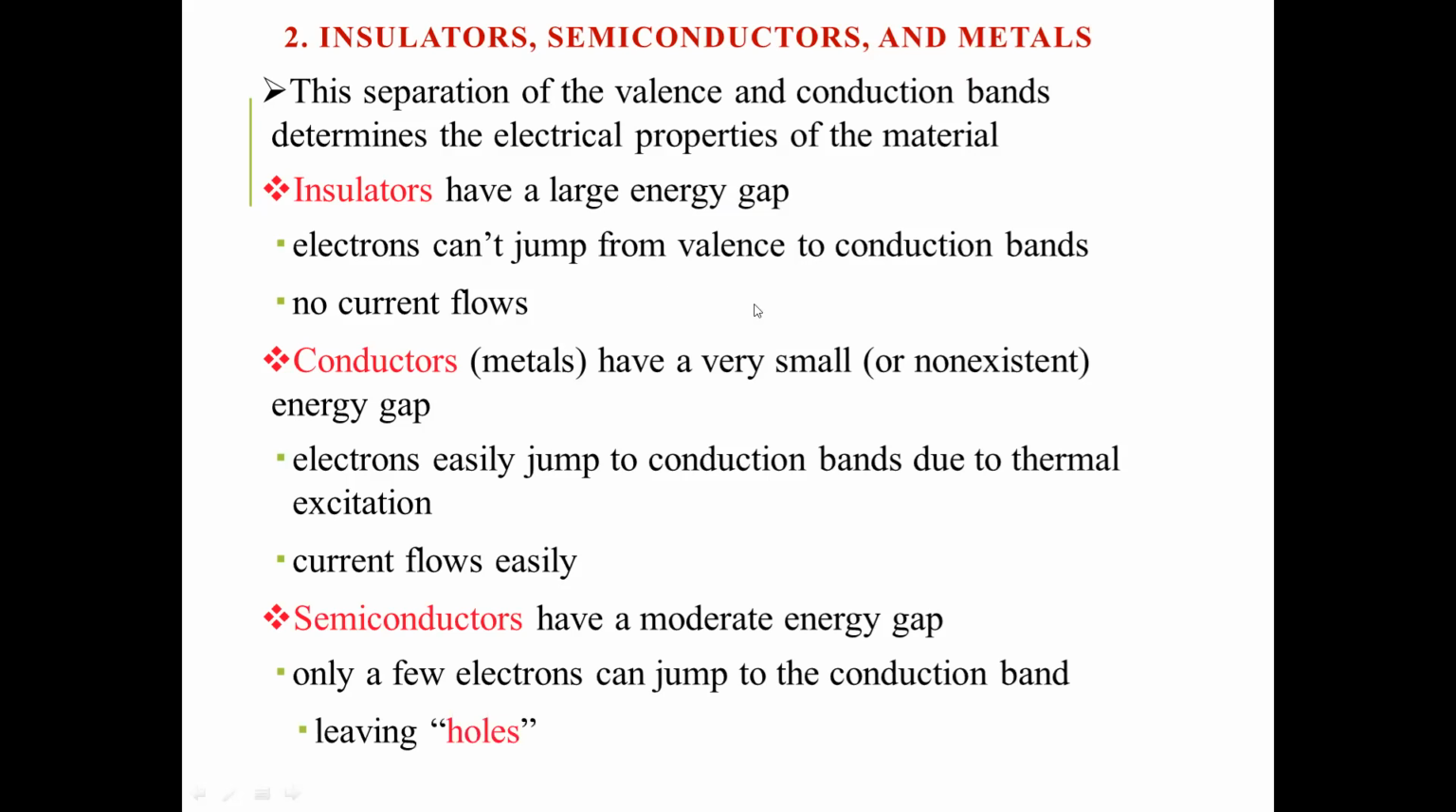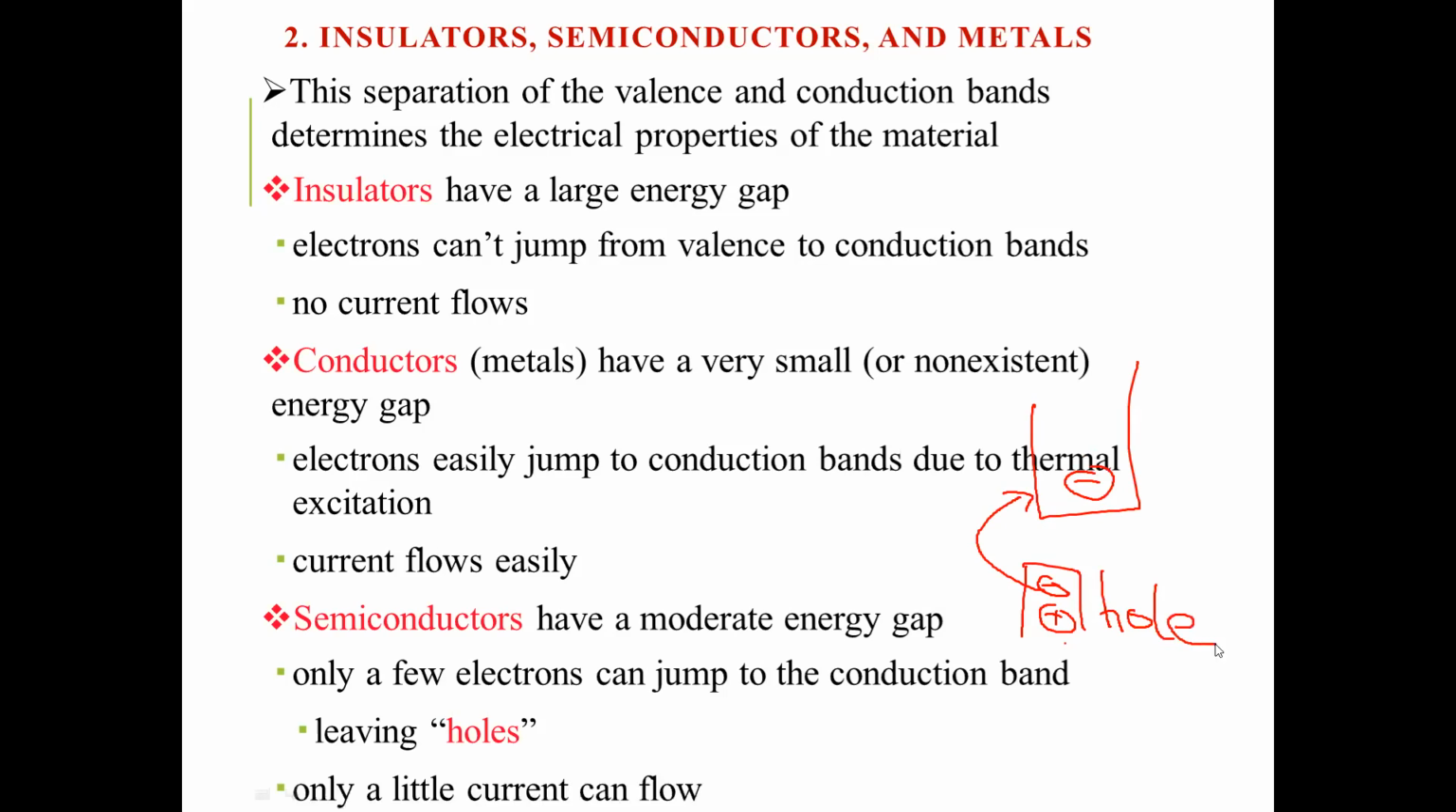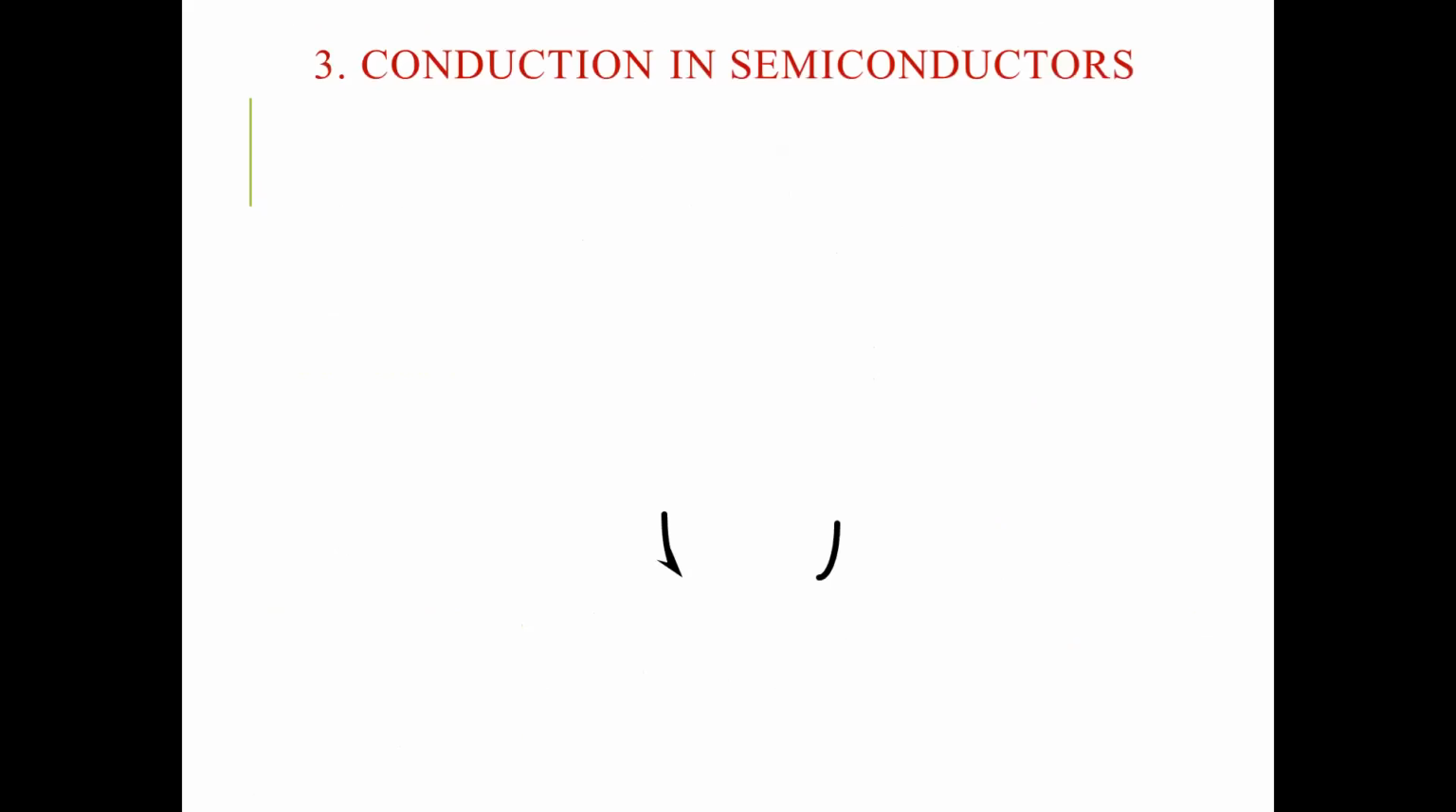When the electron jumps from that band into the conduction band, right? So we have our electrons there, and our positive charge there in the nucleus. When the electron jumps into the conduction band, that's how it leaves a hole. That's how I was explaining how you end up having a hole at that level, right? Then only a little current can flow. So semiconductors have limited conduction compared to metallic conductors.